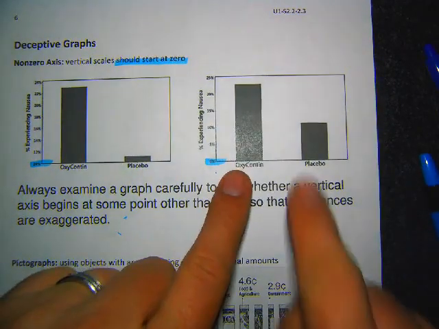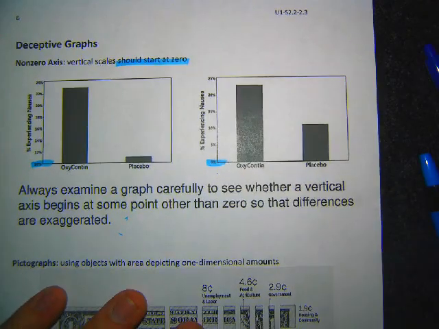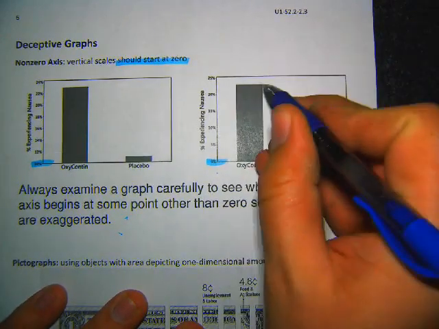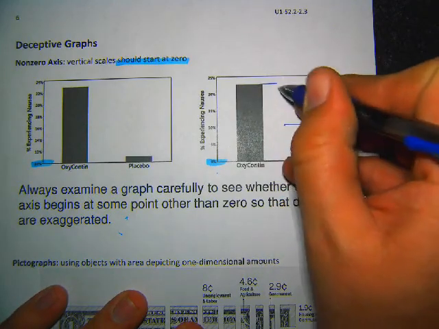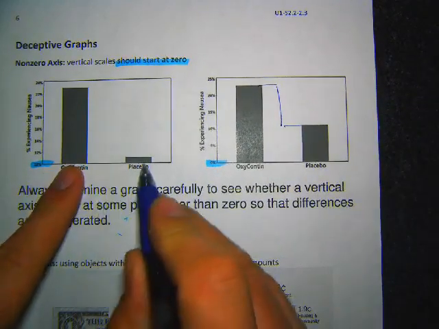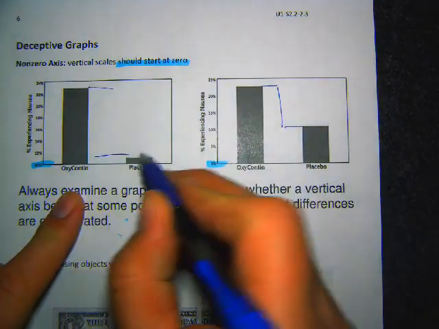So this is actually the better graph because here you'll notice that there is definitely a difference between the Oxycontin test recipients and the placebo recipients. And that's the difference. But over here, this chart, you'll notice that the difference looks like this.